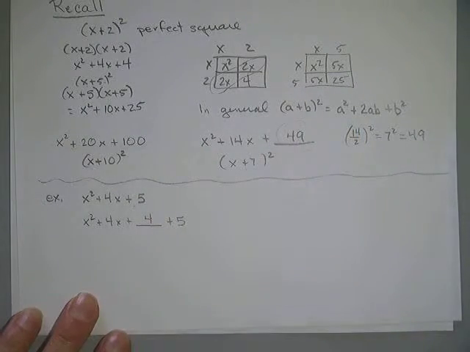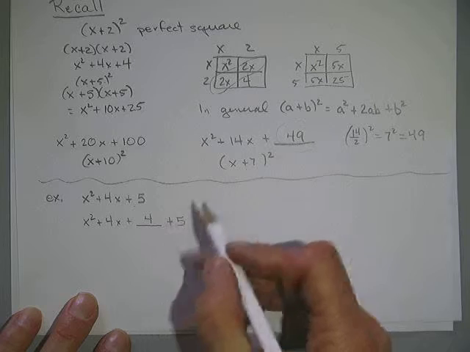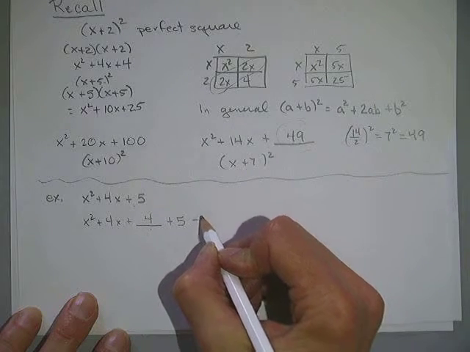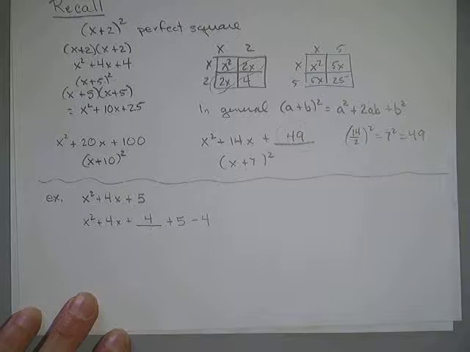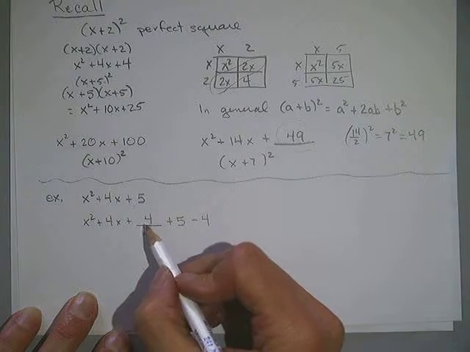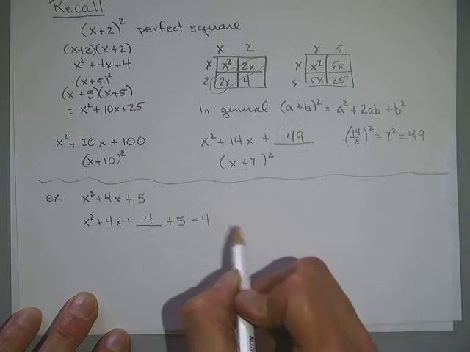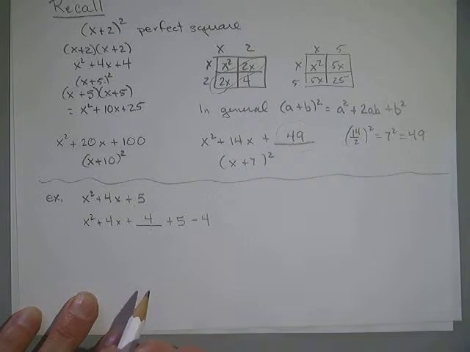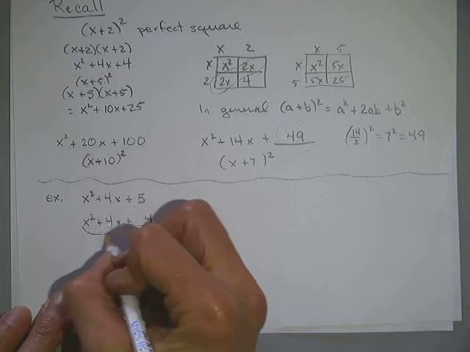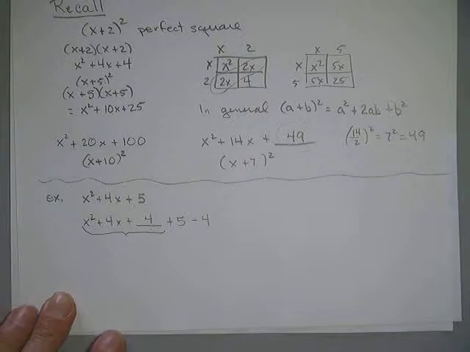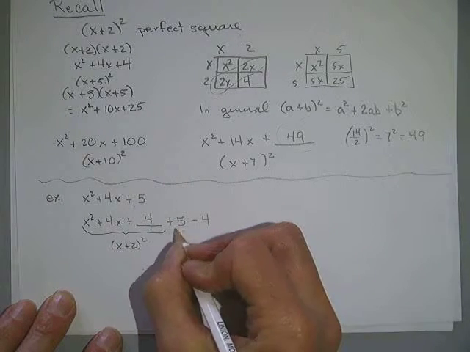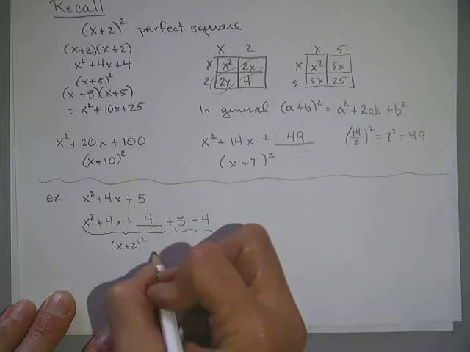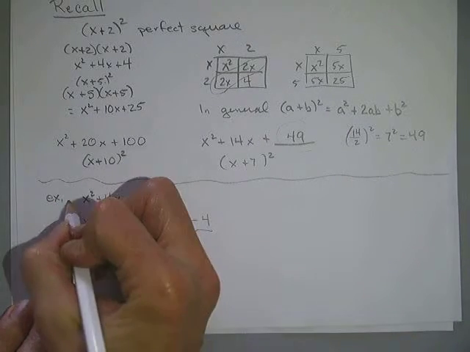Now, here's the deal. When you have an expression like this, you can't just add 4 to it because that changes it. But if I add 4 and then I subtract 4, technically, am I really changing it? No, I'm scamming the system. I am doing plus 4 here, minus 4 here, not changing the equation one iota. Now, this part I can write as a perfect square. What is it? X plus 2 squared.